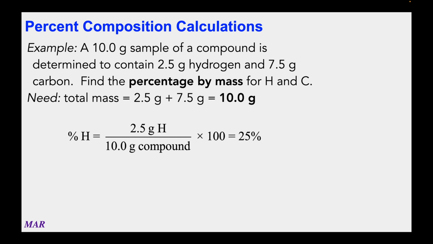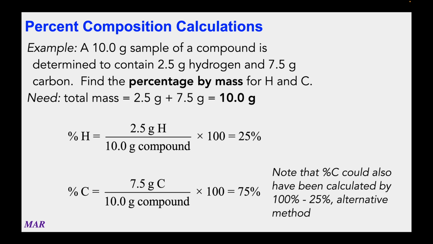Now, to find the percent carbon, there's two ways you could do it. You could take 7.5 grams of carbon, which is how much was found, divide it by the total 10 grams times 100%, 75%. That's legit. But you could have also found it remembering that all of the element percentages together equal 100%. So 100% minus 25% hydrogen would mean you'd have 75% carbon. That's a nice way to check yourself, to make sure that you've got the right answers.